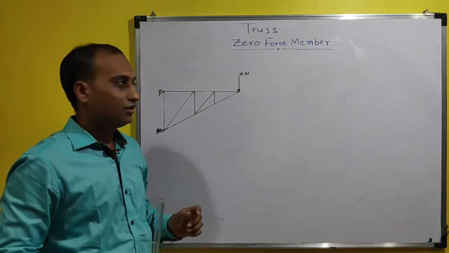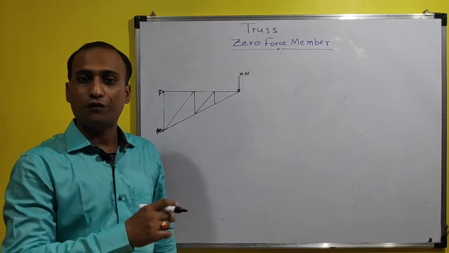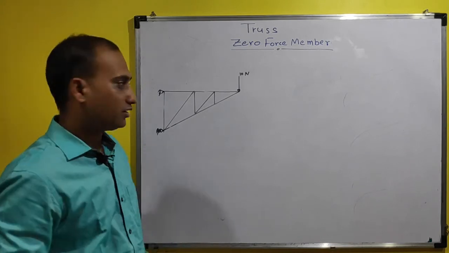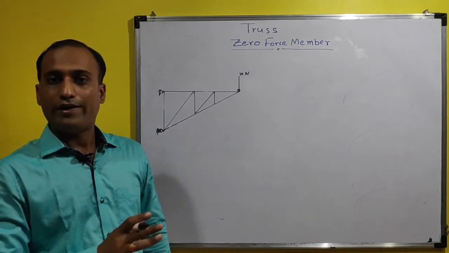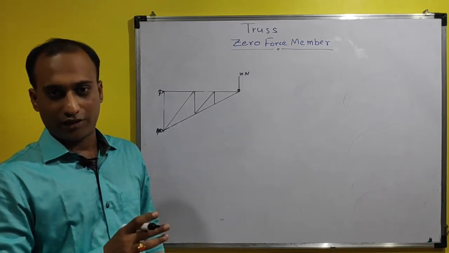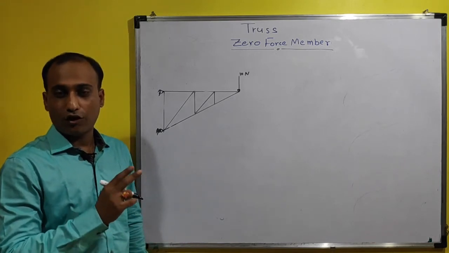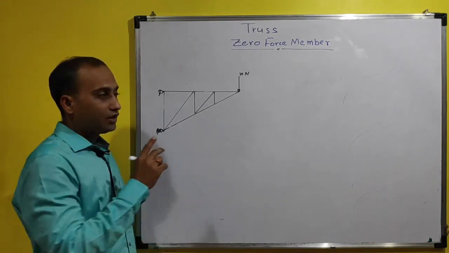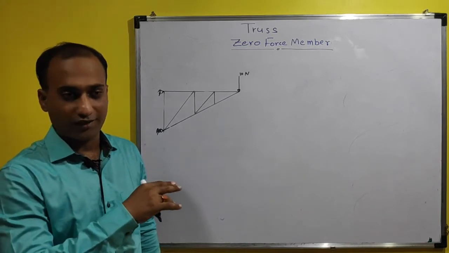So now let's consider this question, and here we have to find the zero force members in this truss. So what do we have to do first? First of all, we should see where there is a V joint or T joint. We should know the V joint is made up of only two members, and the T joint is made up of three members, out of which two members are collinear.